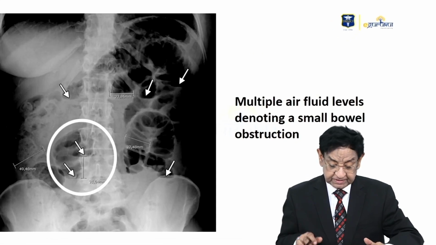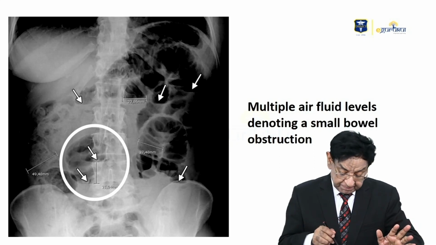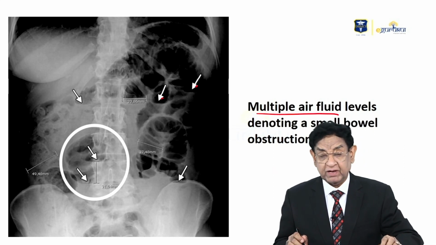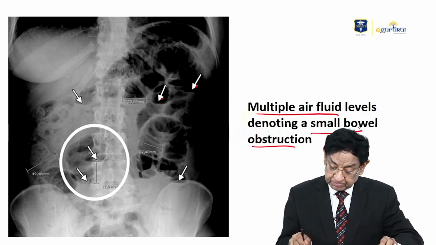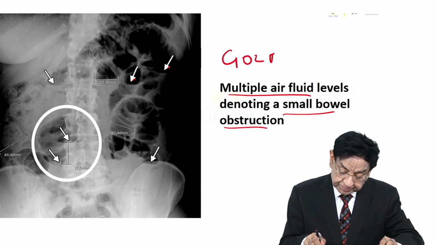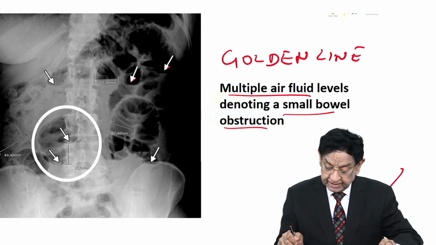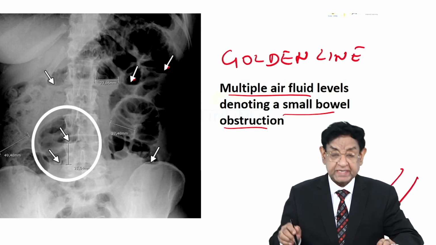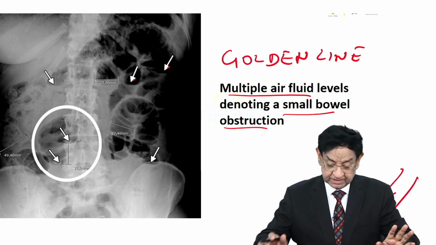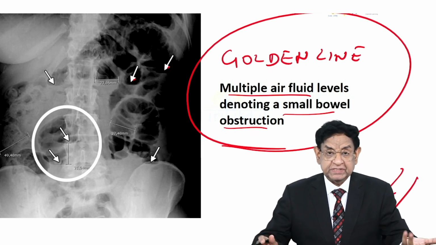Now, this is a beautiful X-ray. This is self-explanatory. Multiple fluid levels. Look, it has been marked by an arrow also. This indicates small bowel obstruction. In fact, this is a golden line to remember. Anywhere you are getting multiple air fluid levels in an X-ray abdomen in standing position, that indicates small bowel obstruction. Such a simple thing, okay?